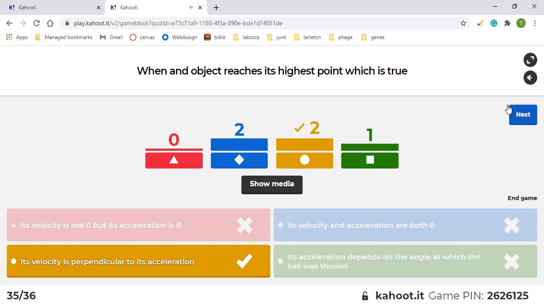Just go through and eliminate wrong answers to get to the right one. With the red one, its velocity is not zero, but the acceleration is zero. We know from the question that when an object reaches its highest point, meaning it's in the air, it's a free-falling object. So whenever we have a free-falling object, the acceleration is never zero. That takes out red and blue. And to get rid of green, its acceleration depends on the angle at which the ball was thrown. We know the acceleration is constant, so it's negative 9.8. That gets rid of green as well, leaving us with yellow. Velocity is perpendicular to its acceleration.